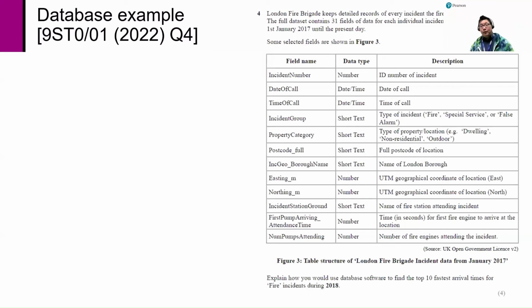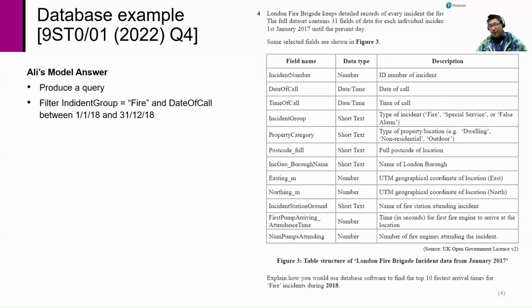Now, it's a database. The first thing I need to do for any database is produce a query. What does that query do? First off, I want to make sure I only get the fire incidents. So I look down the list and go, oh, field name, incident group. That will tell me which incident I'm looking for. I want the incident group to be fire. I also only want 2018. So if I look at all the dates, I only want the date of call to be between the 1st of January 2018 and the 31st of December 2018. There's my two filter conditions.